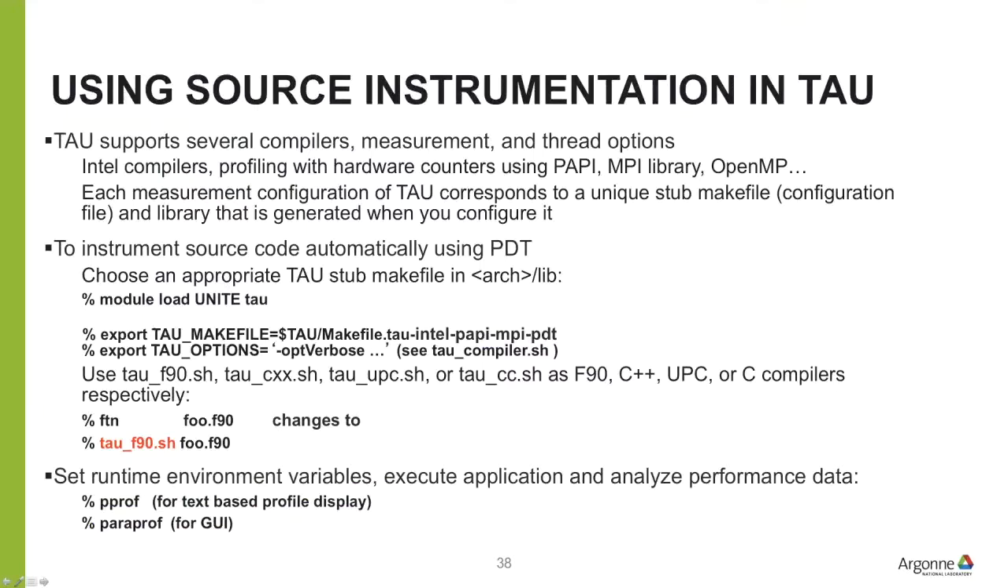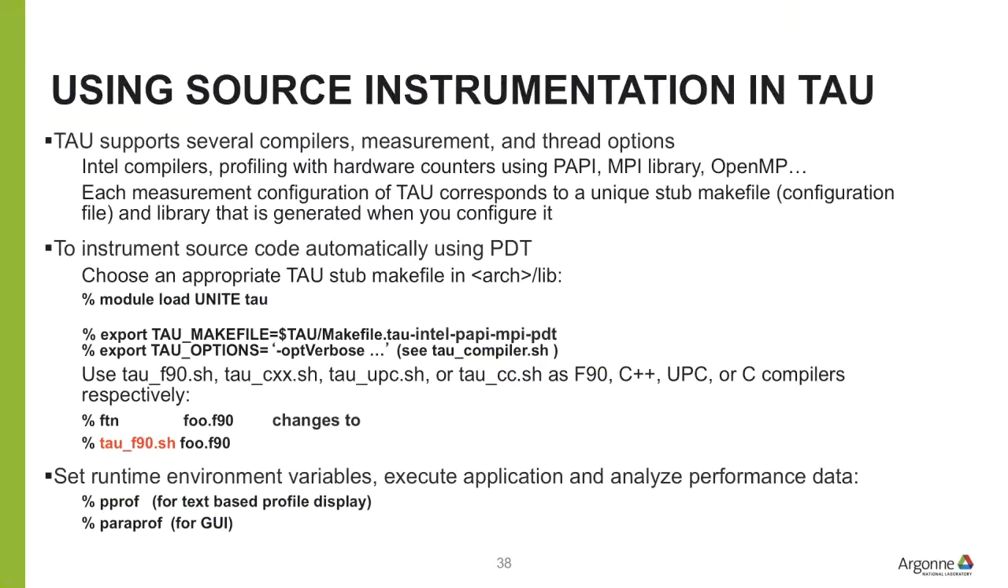So you can pick an environment variable for the TAU makefile and point it to the location of the configuration file that you want to choose. In this case, we are using it for the Intel compiler with PAPI support, with MPI, but it does not support threads in this instance because it's just Intel, PAPI, MPI, PDT. We can also optionally set the TAU options environment variable. For example, if you wanted to specify compiler-based instrumentation, you could just enable that. And then change the name of the compiler to one of these compiler scripts that TAU provides.